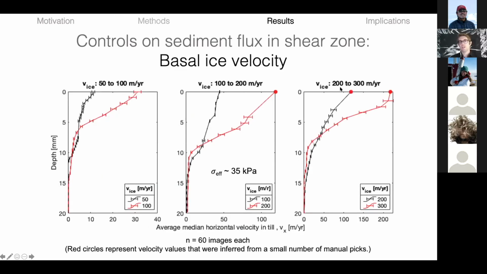Similarly, we can analyze the control of basal ice velocity on sediment flux. To do this, we went through 3 velocity steps at a single effective stress, 35 kilopascals. Each of these curves represents an hour's worth of data, an hour's worth of images collected at 1-minute intervals, directly before the velocity step and then directly after the system reached steady state.